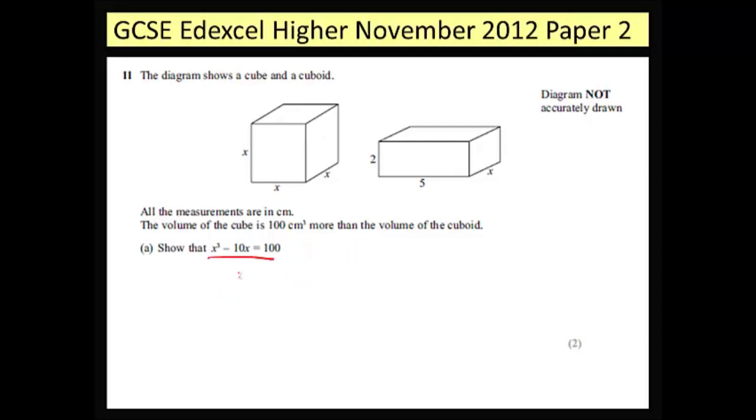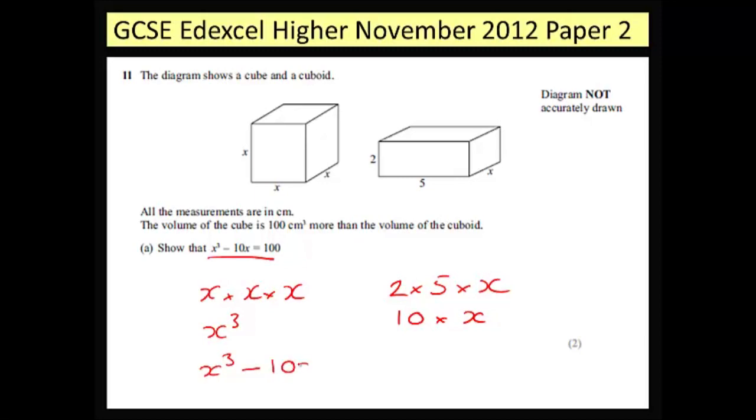So what I can say is that the volume of this one is x times x times x, and what I know about the volume of this one I can write as 2 times 5 times x. I'm just going to tidy this one up to 10 times x, and this one up a little bit to x cubed. So I know that the cube is 100 centimeters more, so that must mean that the difference between them, if I take the cube, which is x cubed, and subtract the cuboid, which is just 10x, has got to be 100, and look at that, I've ended up with where it wanted me to in the first place.